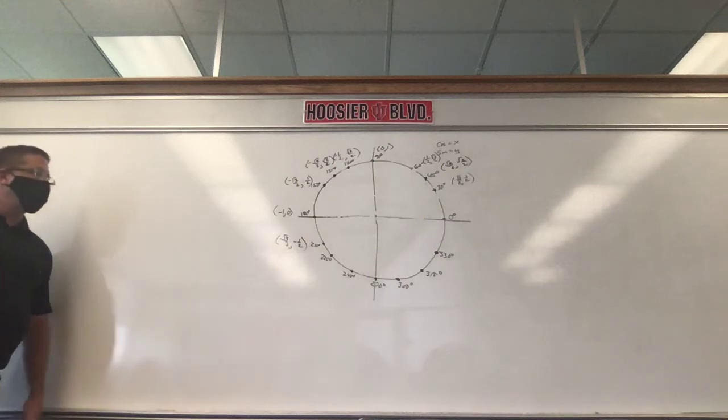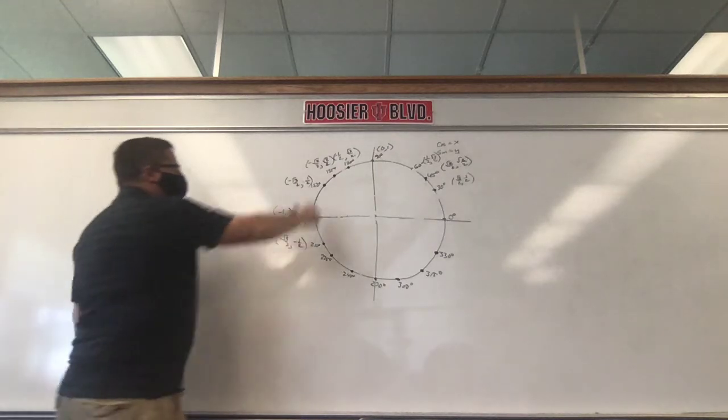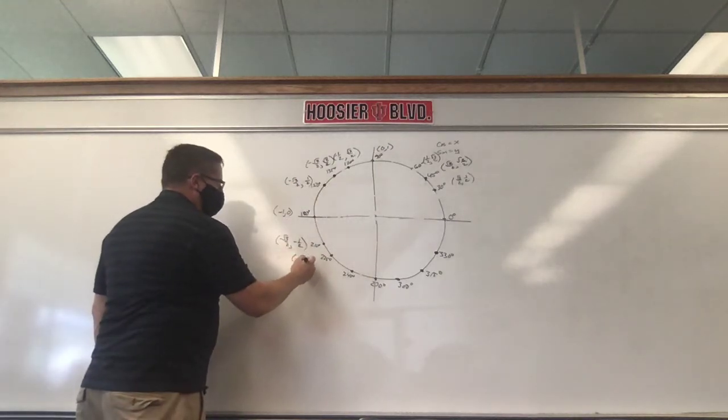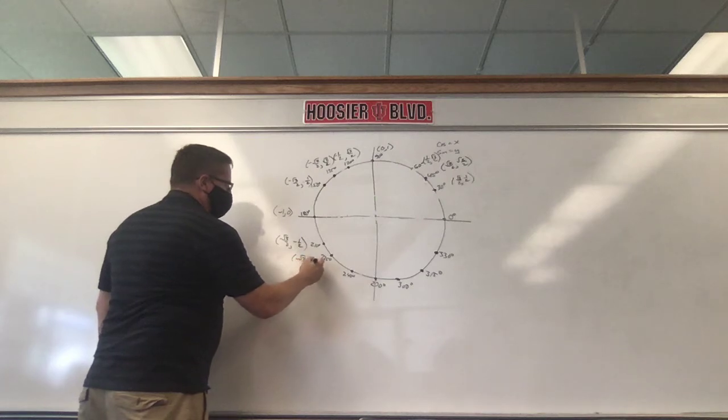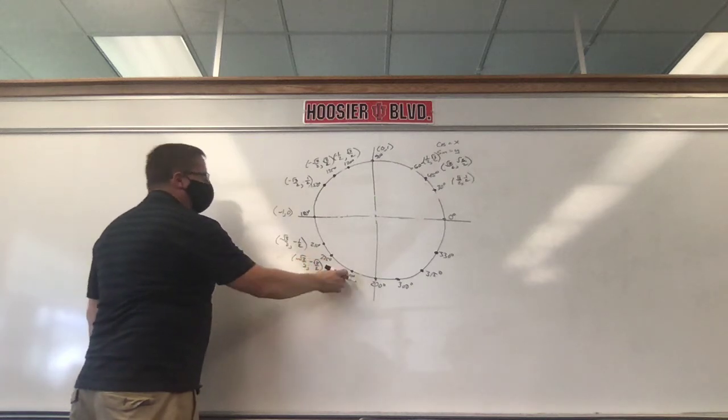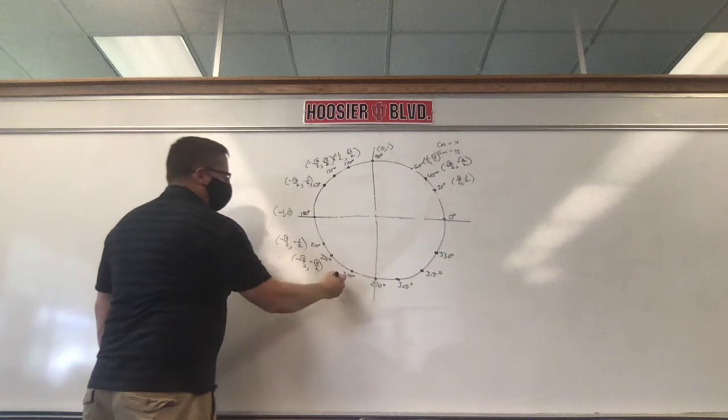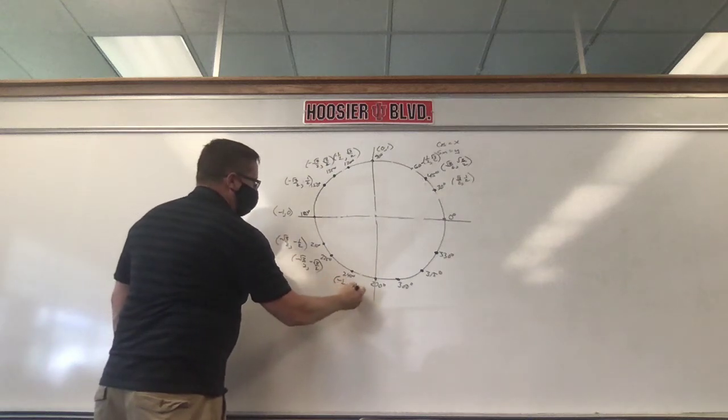Where are we going to look at for 225? 135. It's going to be negative radical 2 over 2, negative radical 2 over 2. And for 240, we're going to look at 120: negative 1/2, negative radical 3 over 2.